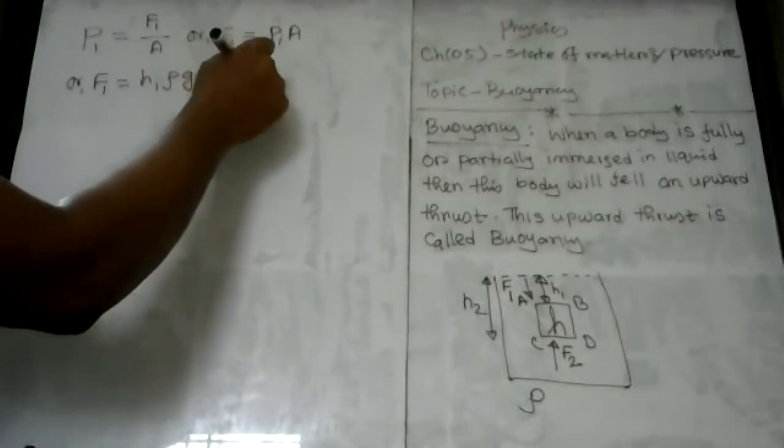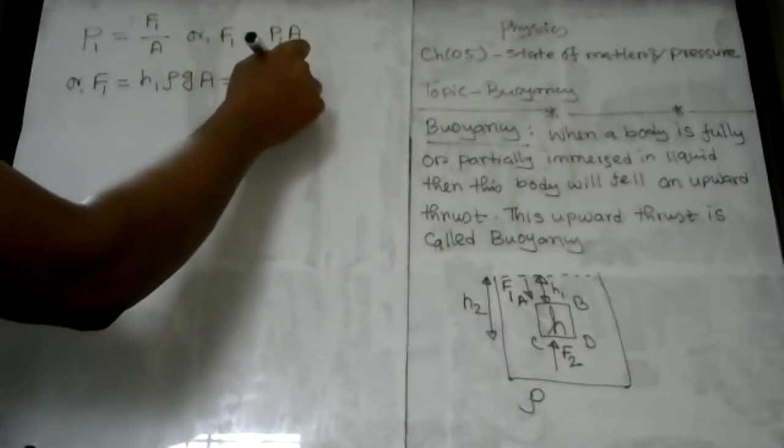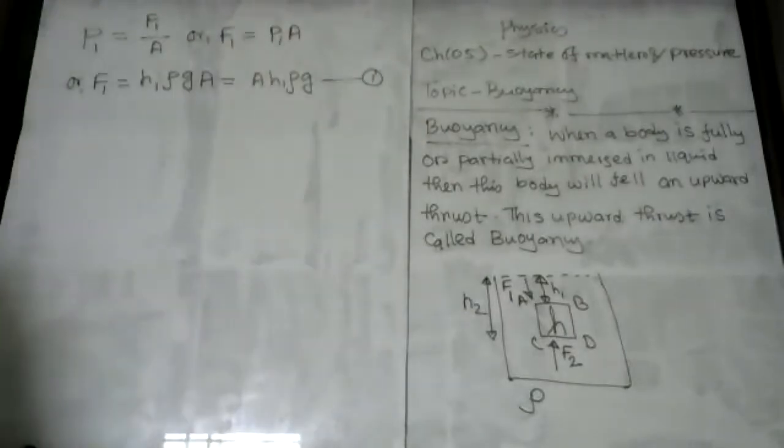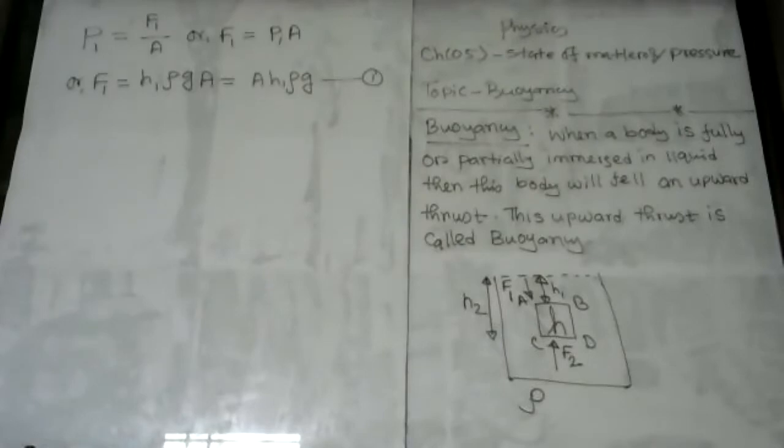And it will equal AH1 rho into g. So this, my dear student, is equation number 1. And then you see that the liquid that stays at the bottom surface of CD can apply an upward thrust.